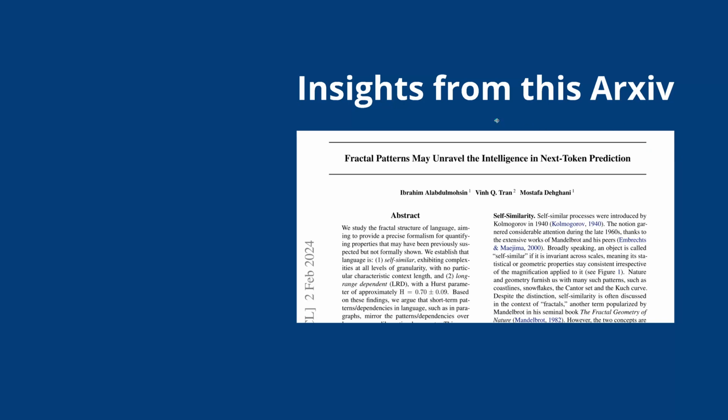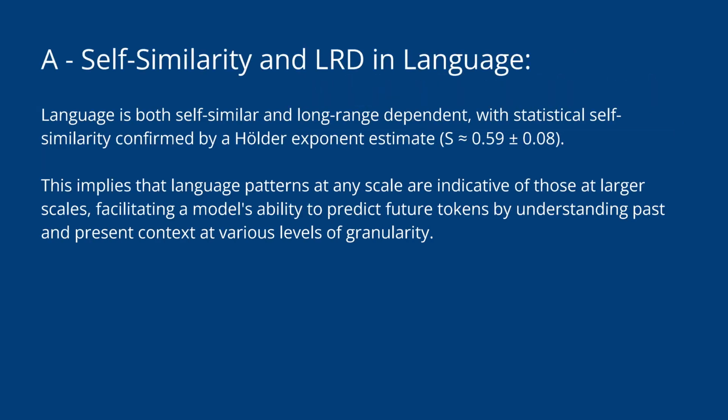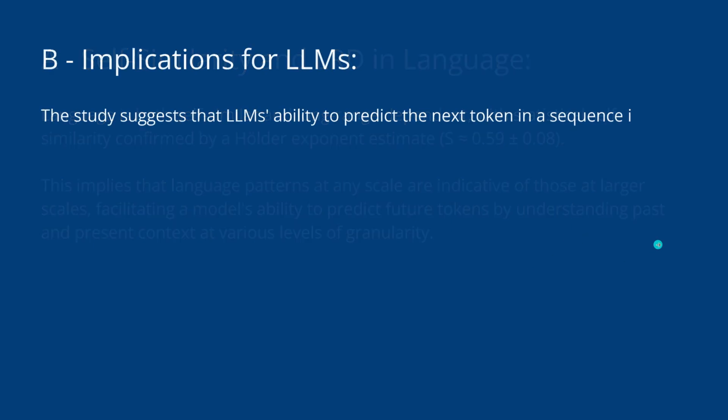What are the main insights if you read the complete arXiv preprint here? Allow me to try a summary. They established a self-similarity and long-range dependency in human language. This implies that language patterns that we use as humans at any scale are indicative of those at larger scales, facilitating a language model's ability to predict future tokens by understanding past and present context at various levels of granularity. Remember, in my last video I showed you a new context evaluation benchmark by Apple? Doesn't it fit beautifully? Well, what a coincidence.